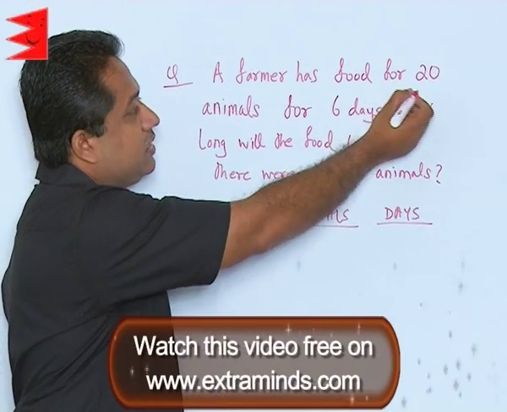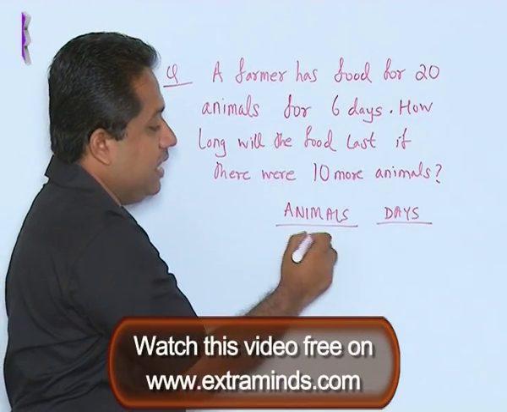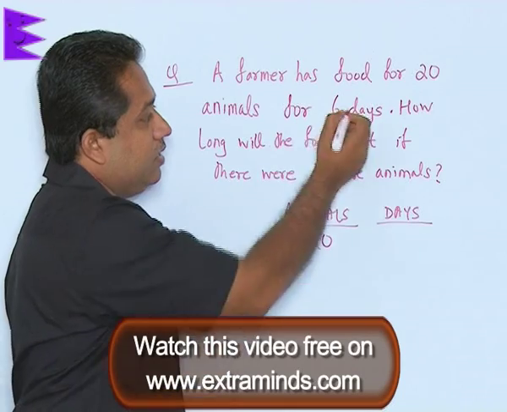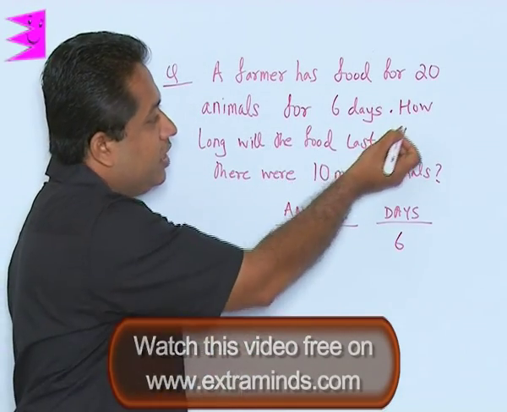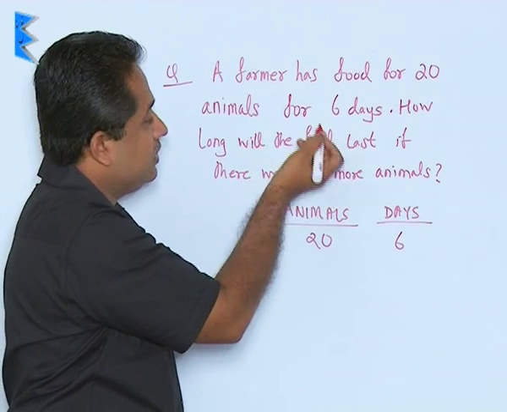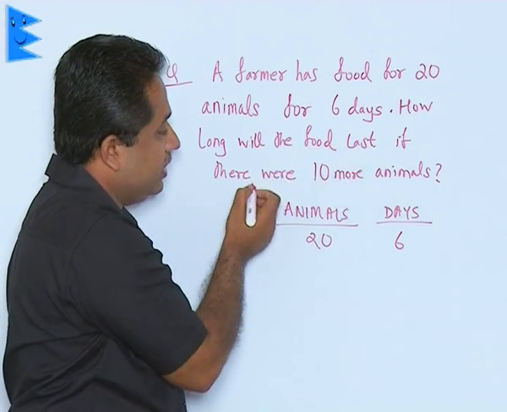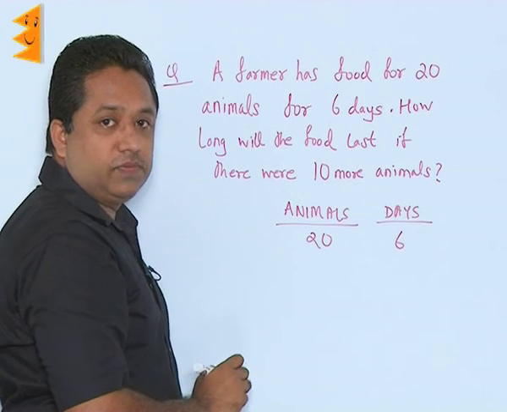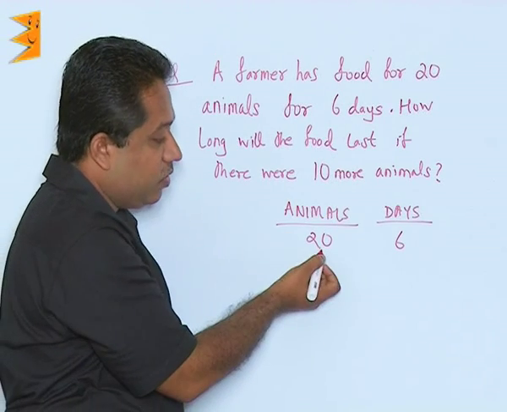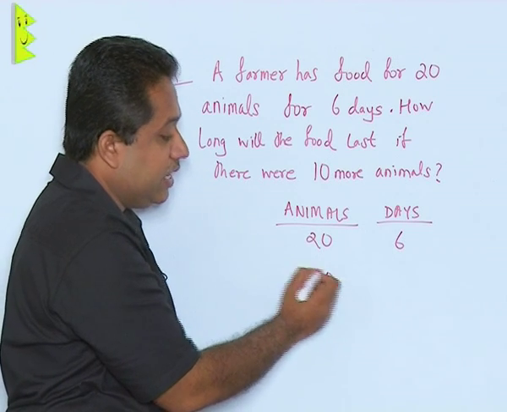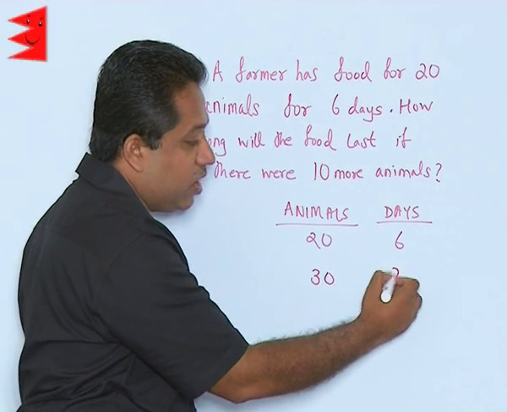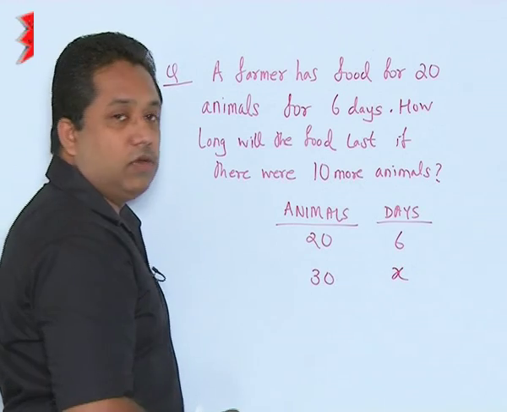In the first case, it is given to us that there are 20 animals and this food is going to last for 6 days. In the second part of the question, they are asking us how long will the food last if there were 10 more animals. Now, 10 more animals means already there are 20, so you add 10 to that. So, we get 30 animals. Now, the question is, for how many days will it last now?